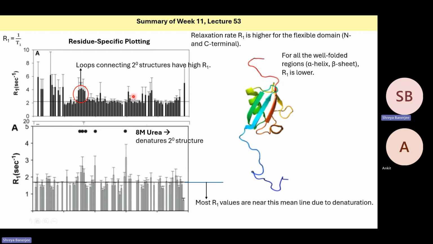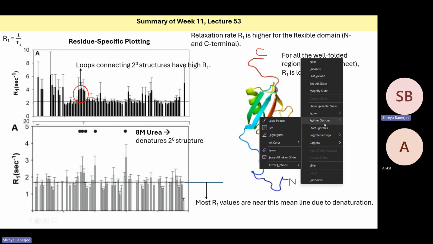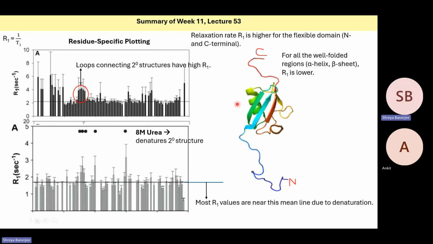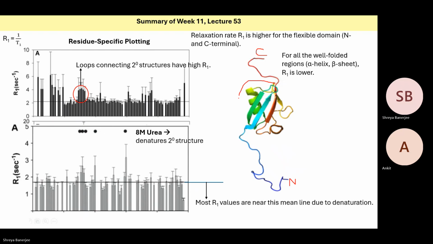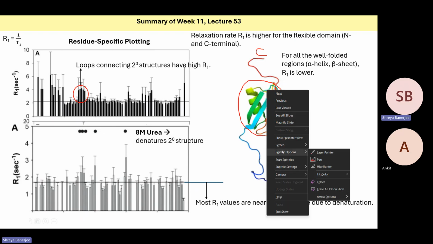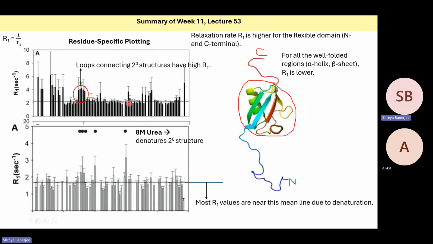What is seen is that for the flexible regions, for this protein, this is the N terminal and this is the C terminal. So N and C terminal, you can see, are quite flexible. They are not folded in any secondary structures, and they are seen to have high relaxation rate. And for the folded region, this region in the middle, which is folded into alpha helix, beta sheet, and so on, the R1 rates are lower.